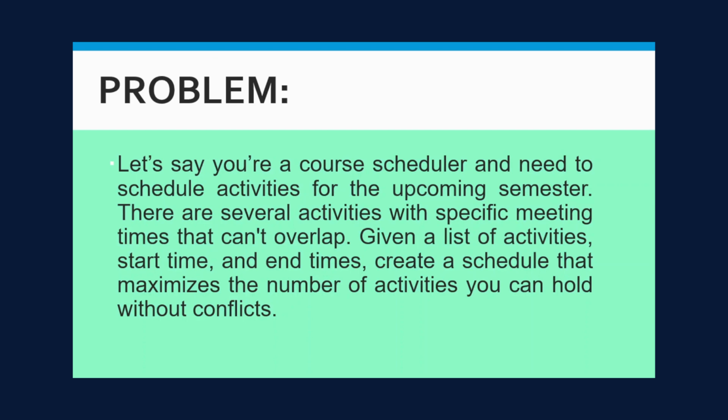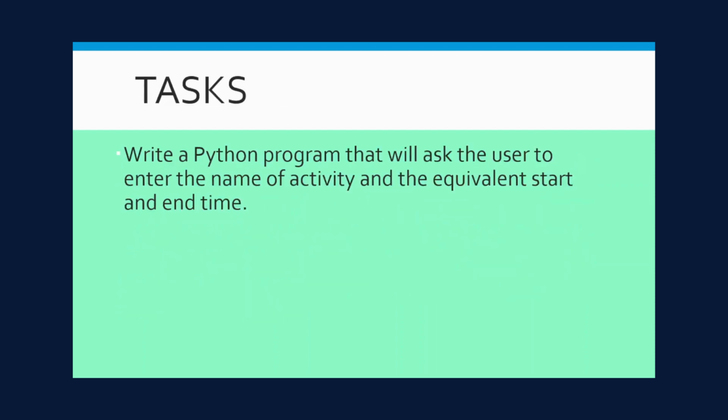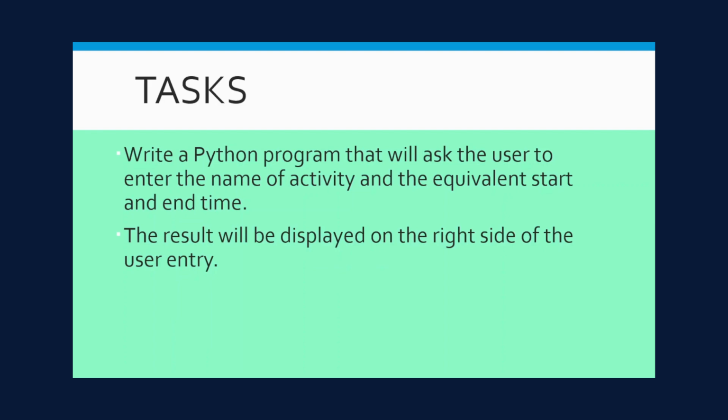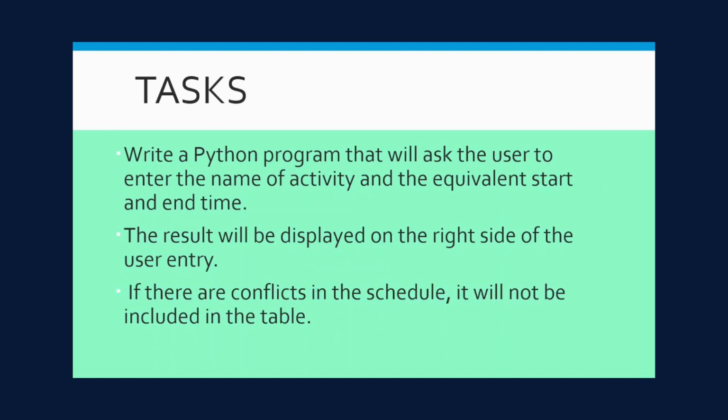So what will be your task for this case? First, you will write a Python program that will ask the user to enter the name of the activity and the start and end time. Then the result will be displayed on the right side of the user entry. If there are conflicts in the schedule, it should not be included in the output, which means it will not be displayed in the table. So, how does it look? Let me run my sample output.